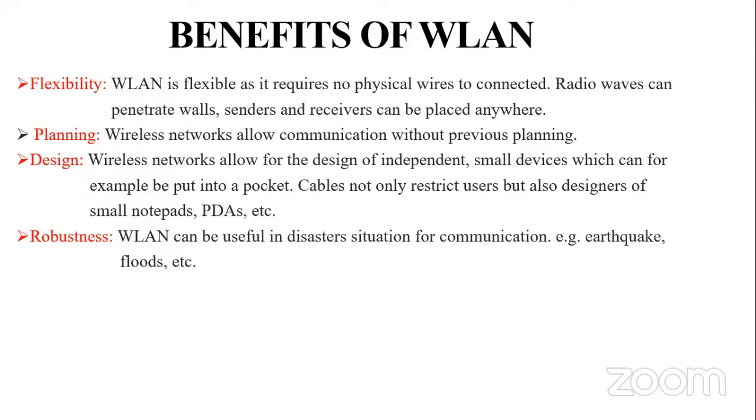Robustness is very strong actually. The wireless LAN can be useful in disaster situations for communication. Exactly, you take the situation of Gaza. If the cables are totally destroyed, then signals may come without cables also if you have the wireless network there. So floods, earthquakes, no problem.